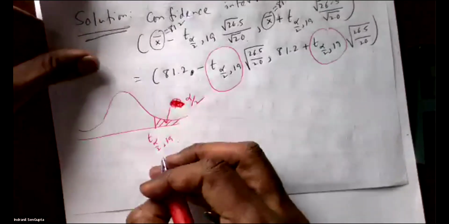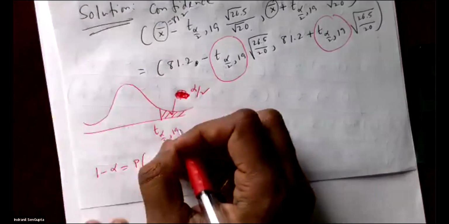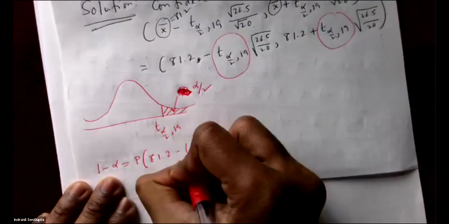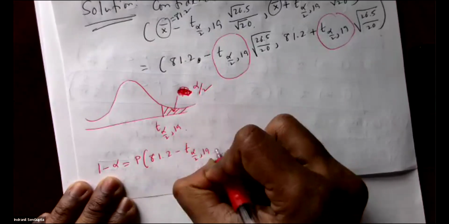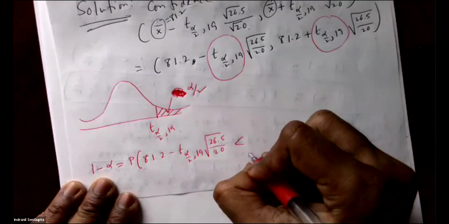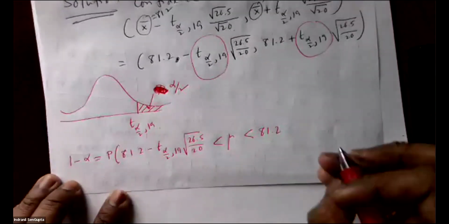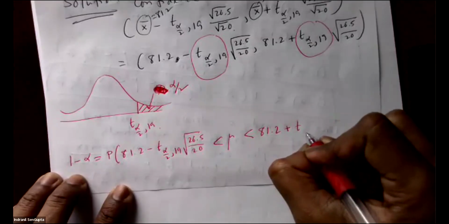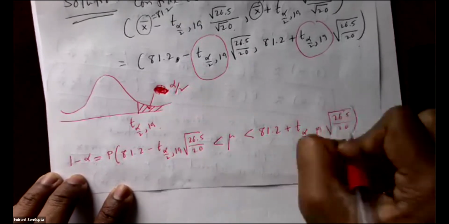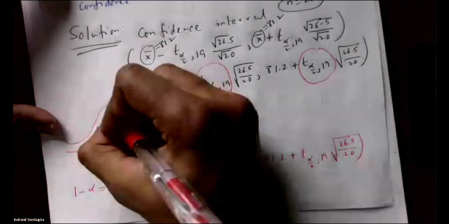So this is the formula that we have. We have 1 minus alpha equals the probability of 81.2 minus t of alpha over 2, 19, square root of 26.5 over 20, less than mu, less than 81.2 plus t of alpha over 2, 19, square root of 26.5 over 20, right? For the first case, and this is my 0.0.